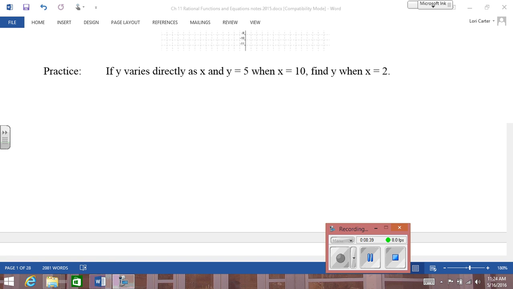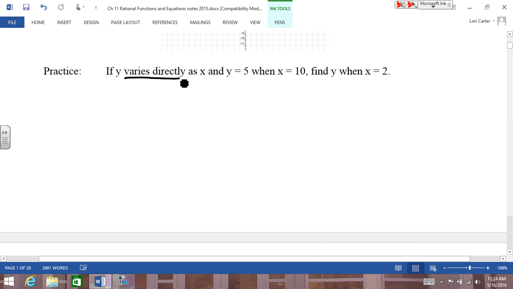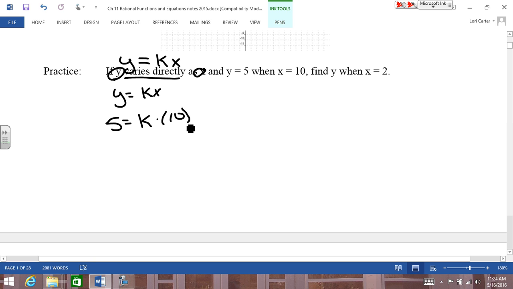Step 1. What do you do? Read it. So it says varies directly, which means y equals k times x. So I know what equation I'm using. So how do I plug this in? 5 equals k times 10. You divide by 10. Yep, 0.5. And then you get 1/2. So that's really step 1.